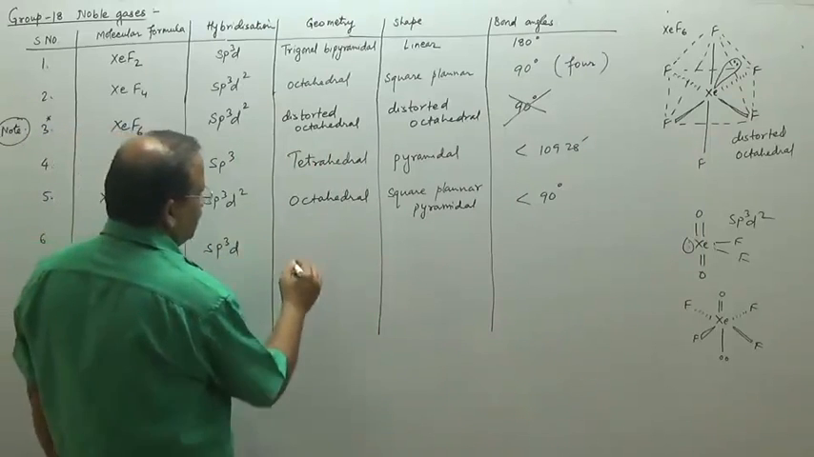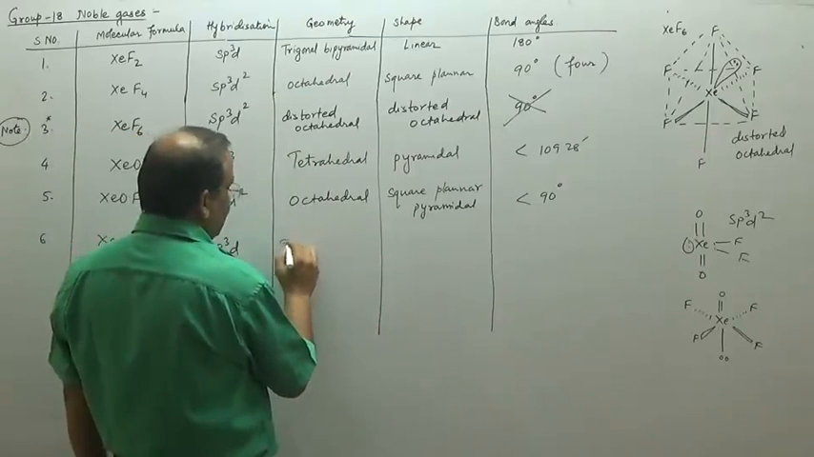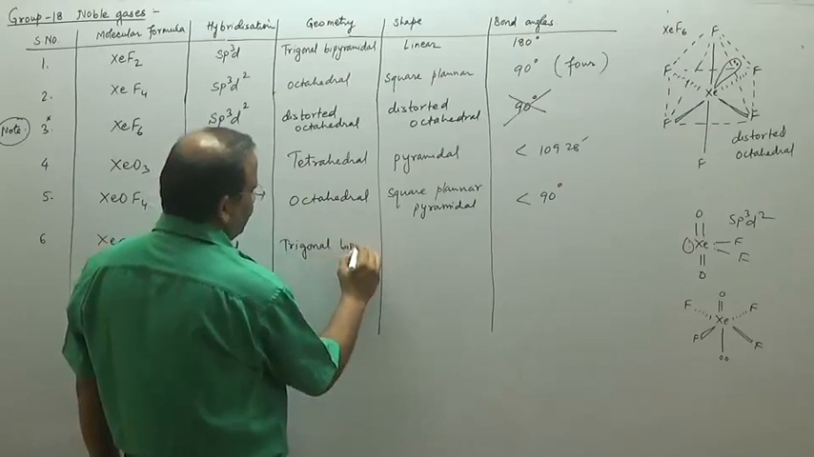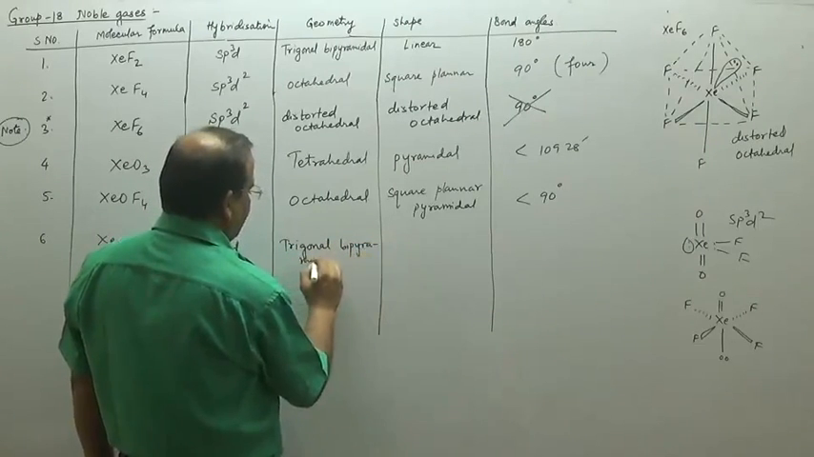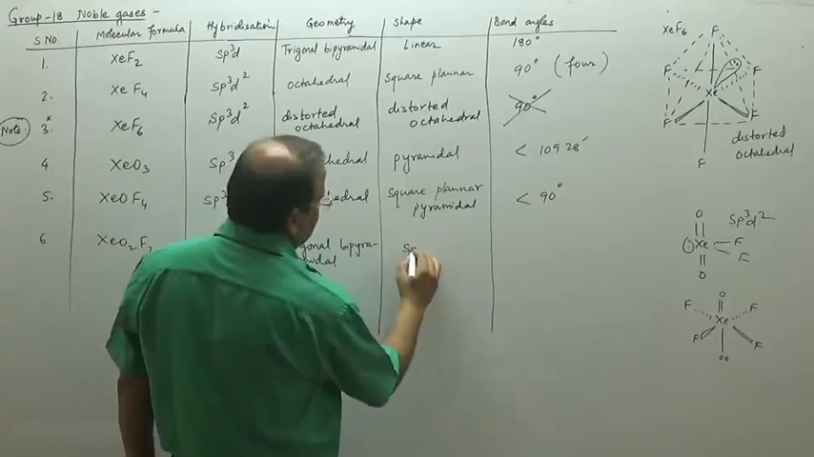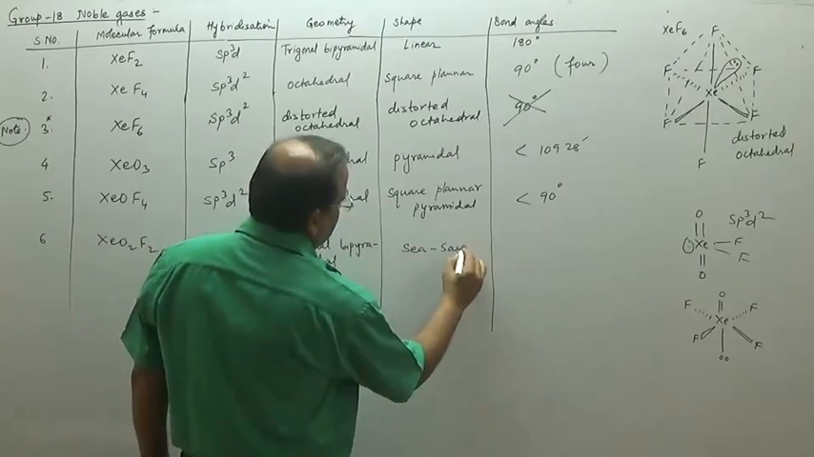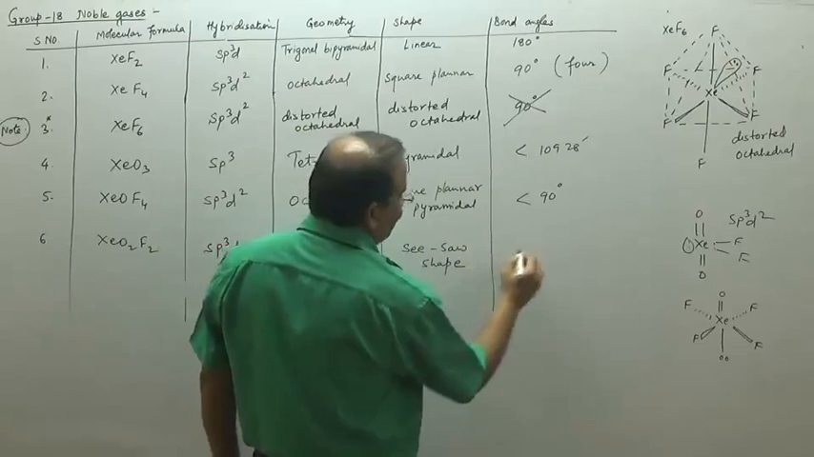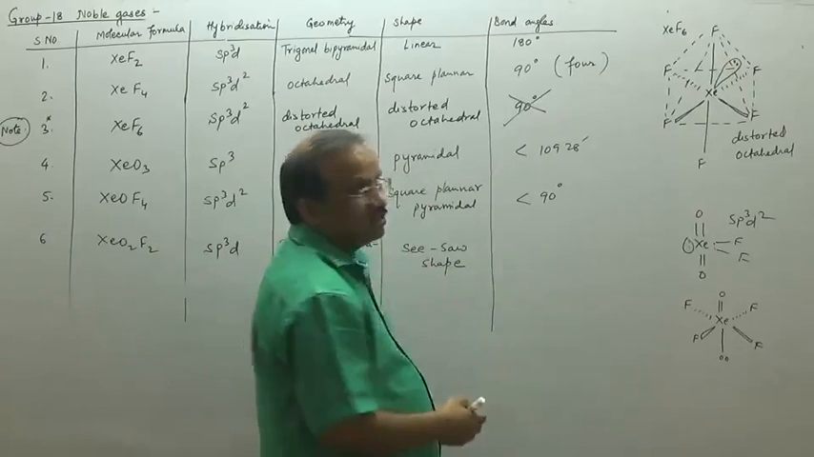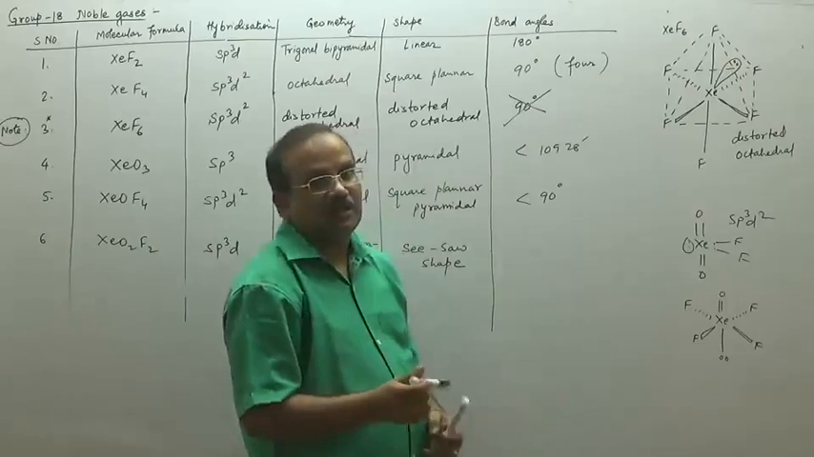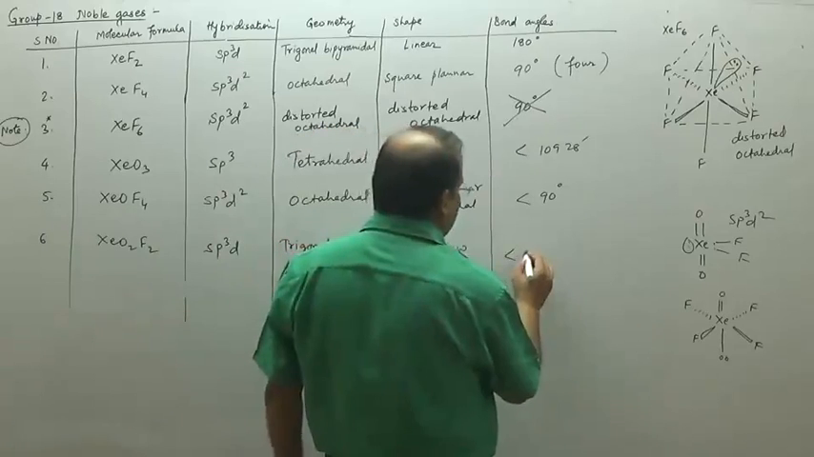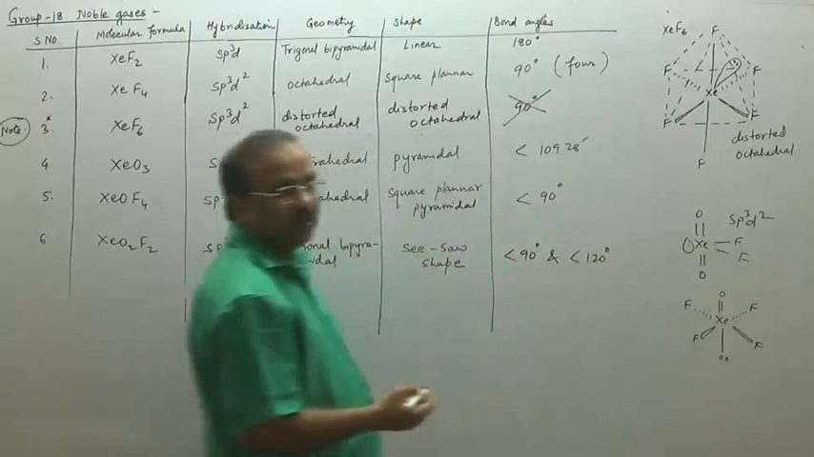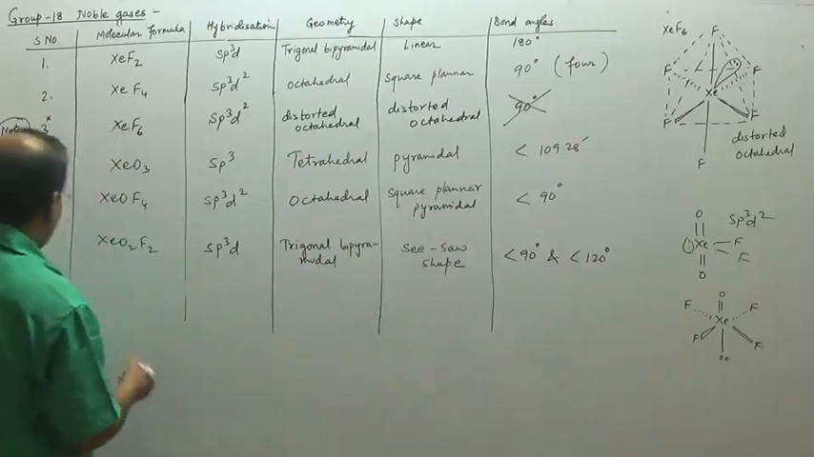sp3d is the hybridization, that is, trigonal bipyramidal. Trigonal bipyramidal, and that will be the seesaw shape. Seesaw shape will be the shape. So we'll write that the bond angle is neither 90, it is less than 90 and less than 120. So less than 90 degrees and less than 120 degrees due to the presence of the lone pair. So we can write that.